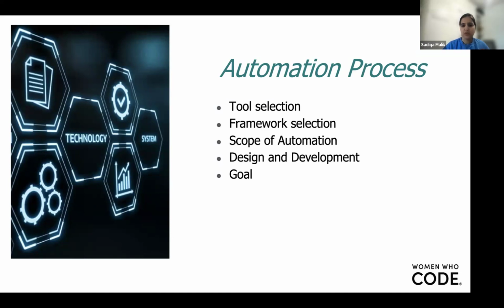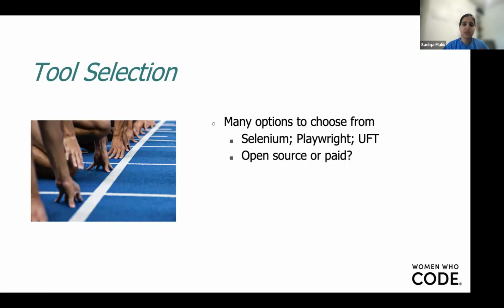So starting with tool selection, right? Today, when you think of starting an automation process in your company or for your product, there are multiple tools available in the market. You have Selenium, for example, for the web app, you have Playwright, you have UFT, and there are many more tools available in the market, not just for web app, even for mobile testing, for API testing. So how do you know which tool you should go with?